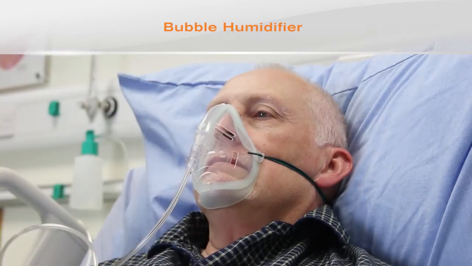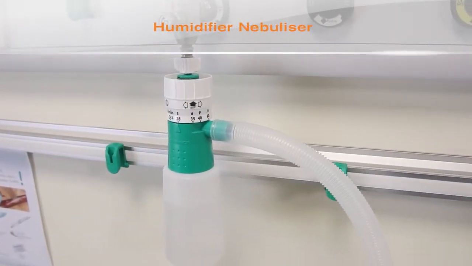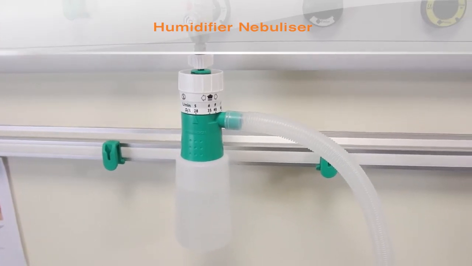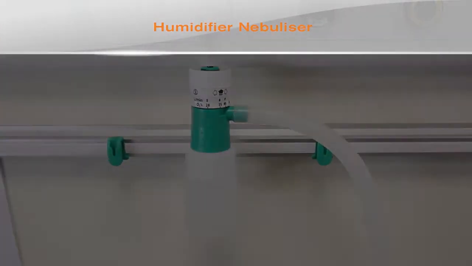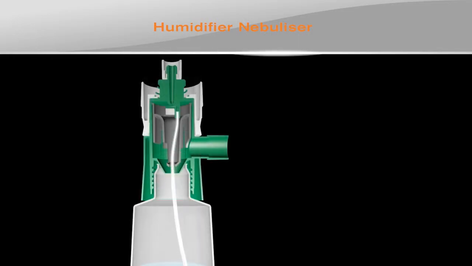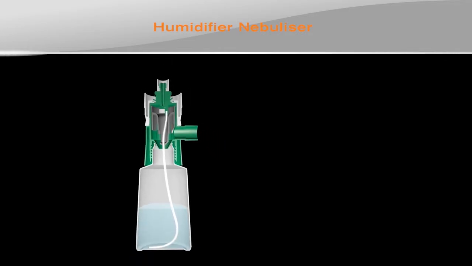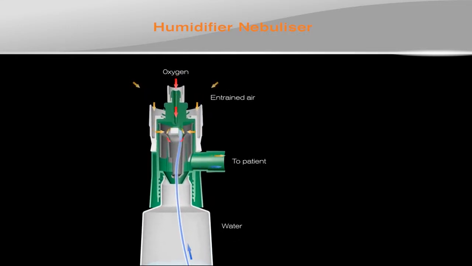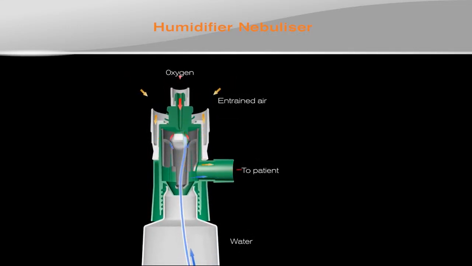The other method of delivering cold humidification is by using a humidifier nebulizer. Humidifier nebulizers use the Venturi principle to create a low pressure area at the end of a tube. The other end of the tube extends into a bottle containing sterile water. Water is drawn up the tube and is broken into an aerosol of small droplets by the oxygen stream. This same low pressure area also entrains air from the atmosphere to dilute the oxygen to the desired level. The air-oxygen mixture containing the water droplets then passes to the patient.